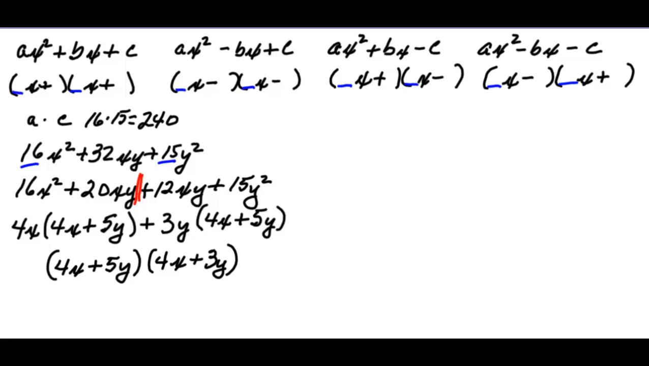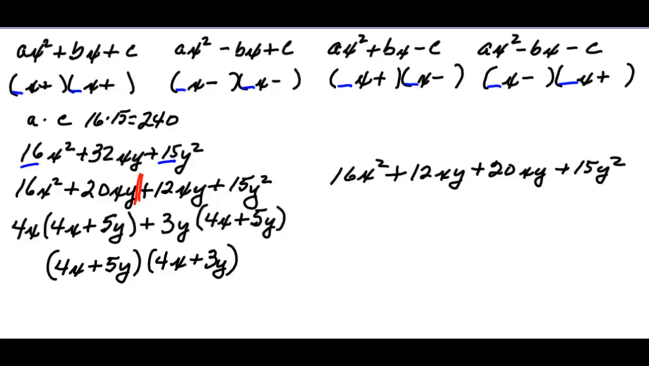But I know some of you are asking the question, well, what if you didn't put it the way you did? What if you rewrote that thing, and instead of putting 16x squared plus 20xy, you put plus 12xy. And then you put the plus 20xy, and then plus 15y squared. Would that work? Or does it make a difference? I mean, it should make some kind of difference, but let's see if we can solve the problem if we put those in reverse order.